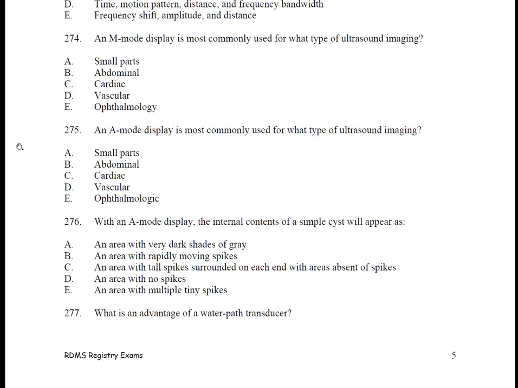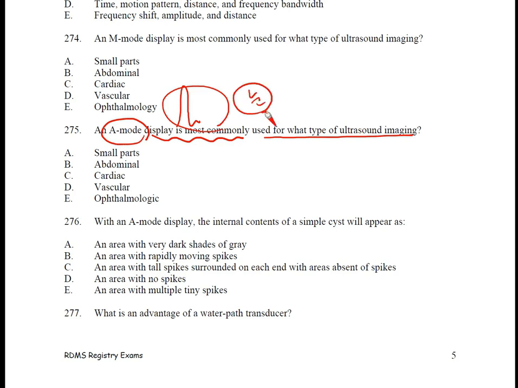Next, let's move on to question 275. This question is also asking which part is most commonly examined using A mode. When I explained the characteristics of A mode, I mentioned things like height differences and also added that it is related to the keyword orbit, which refers to the eye. Therefore, in the case of A mode, it is used when conducting examinations related to the eye, as in this question.